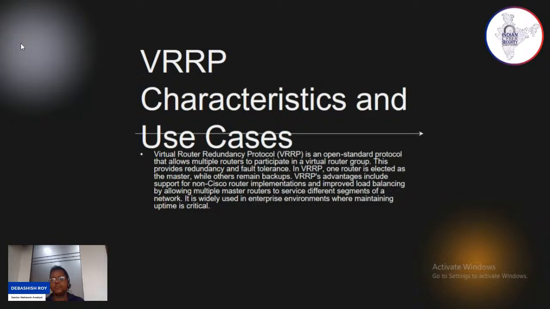VRRP characteristics and use cases. Virtual Router Redundancy Protocol is an open standard protocol. It is not for Cisco only, but is open standard, and it allows multiple routers to participate in a virtual router group. It provides redundancy and fault tolerance. In VRRP, one router is elected as the master and others remain backups. In HSRP, we call it an active router and the others standby, but here the name is different only. One router is master, others are backup routers.